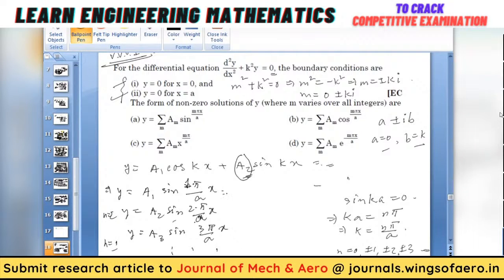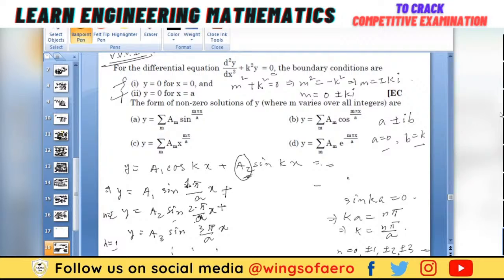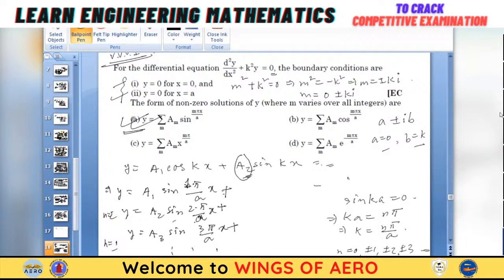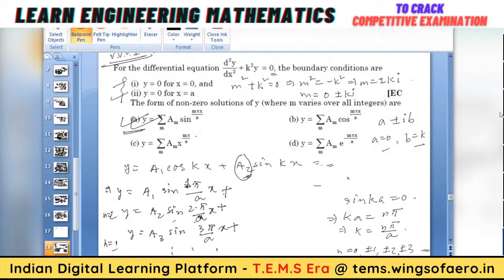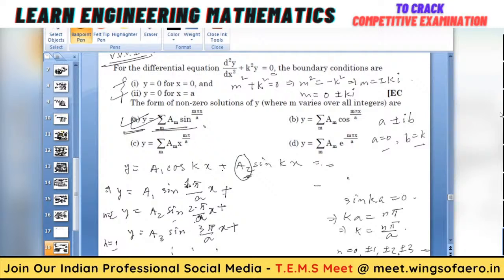The solution will be the addition of all these terms. So the right answer is the summation over m of am sin m pi x by a. Here n is considered as m and nothing else.